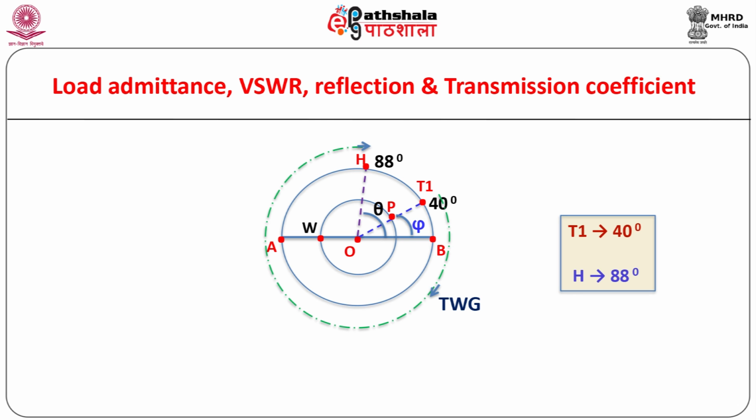Step number 4. Find a point P on the circle such that the line OP, when extended up to point T1, measures the angle of reflection as 40 degree. Step number 5. From point T1, move towards the generator along the circular scale of angle of reflection to obtain the point H reading 88 degree.